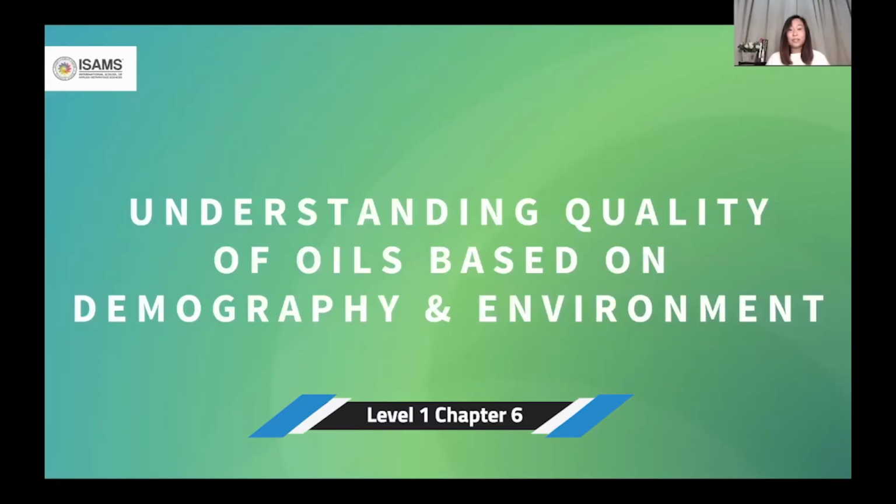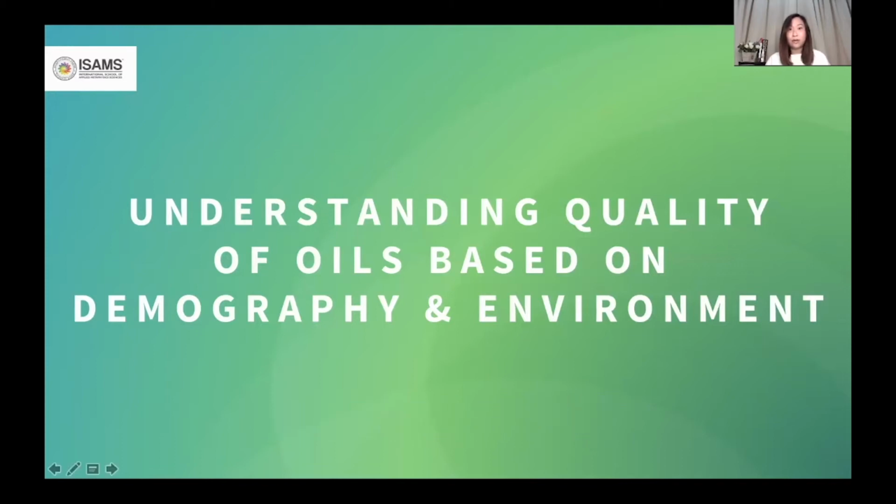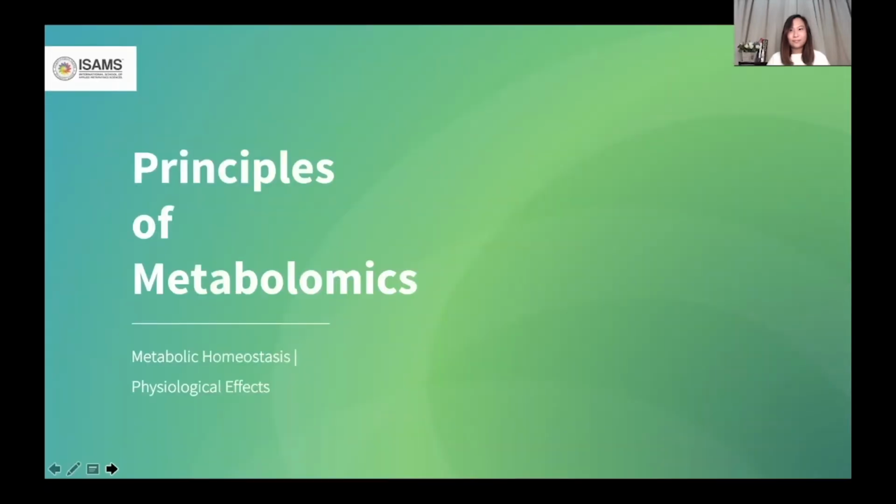In this chapter, we will dive a little further into how demographic and environmental factors affect the quality of essential oils. In the textbook, you can read up on the principles of metabolomics. It is about how we can achieve metabolic homeostasis, or biological balance, so that we can better quantify the physiological effects in organisms and know how they are affected by various factors.